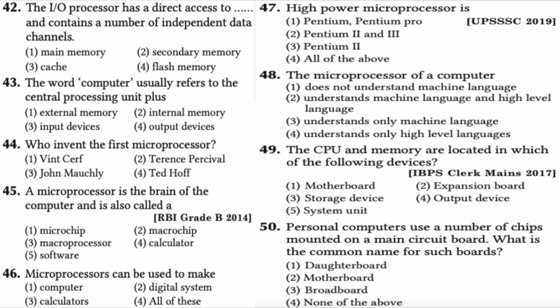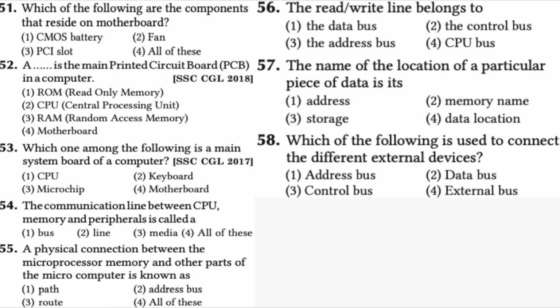Finally, question 50. Personal computers use several chips mounted on a main circuit board. What is the common name for such boards? The correct answer is 2. Motherboard. Personal computers use motherboards, which are main circuit boards containing many chips, to connect and facilitate communication among various components.